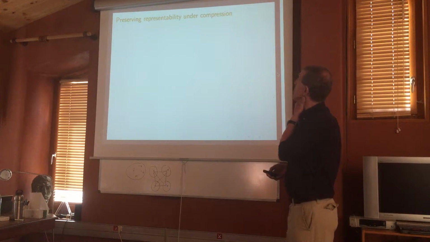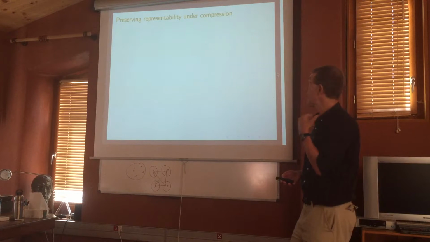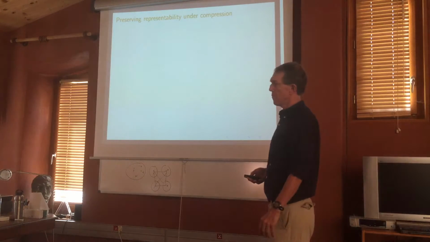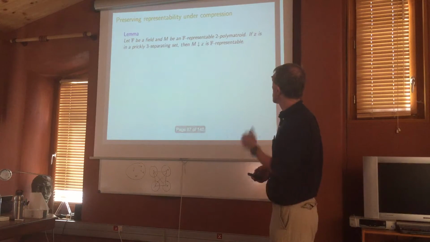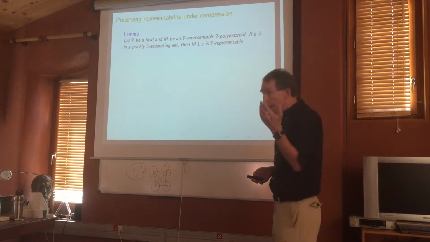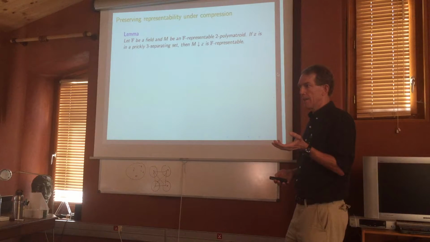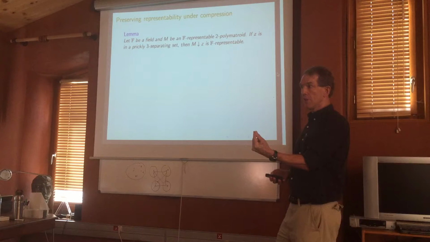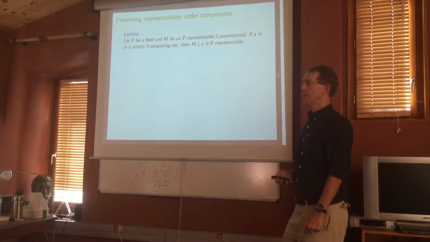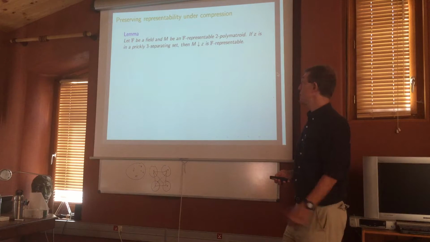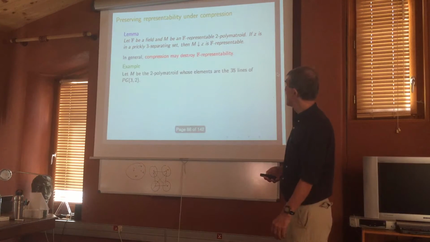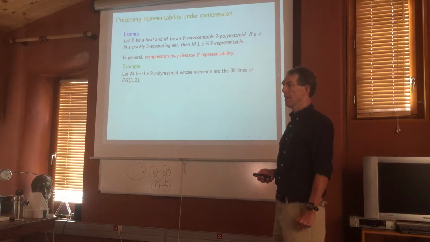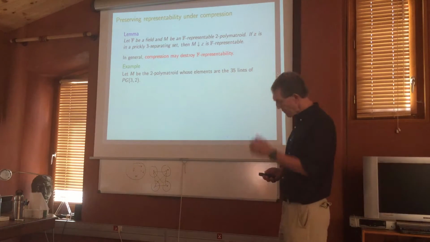Okay, now what about preserving representability under compression? I've introduced this new operation, you think, okay, well, fine, perhaps everything behaves well. Well, actually things don't behave particularly well. If you're in a prickly 3-separating set and you compress an element and you start off F-representable, you will stay F-representable. Okay? So that's nice. But in general, compression can wreak havoc with representability. And I'll give you a simple example.